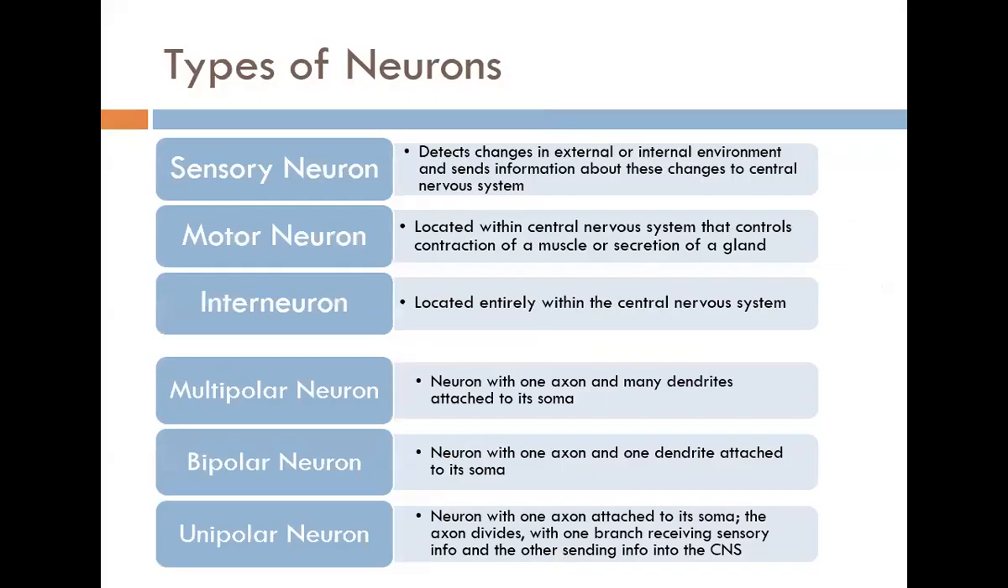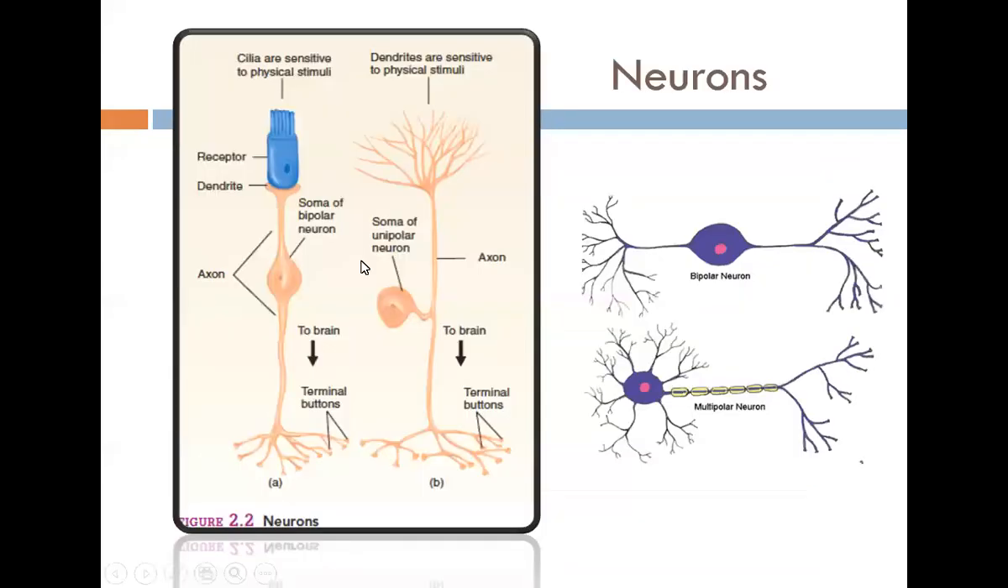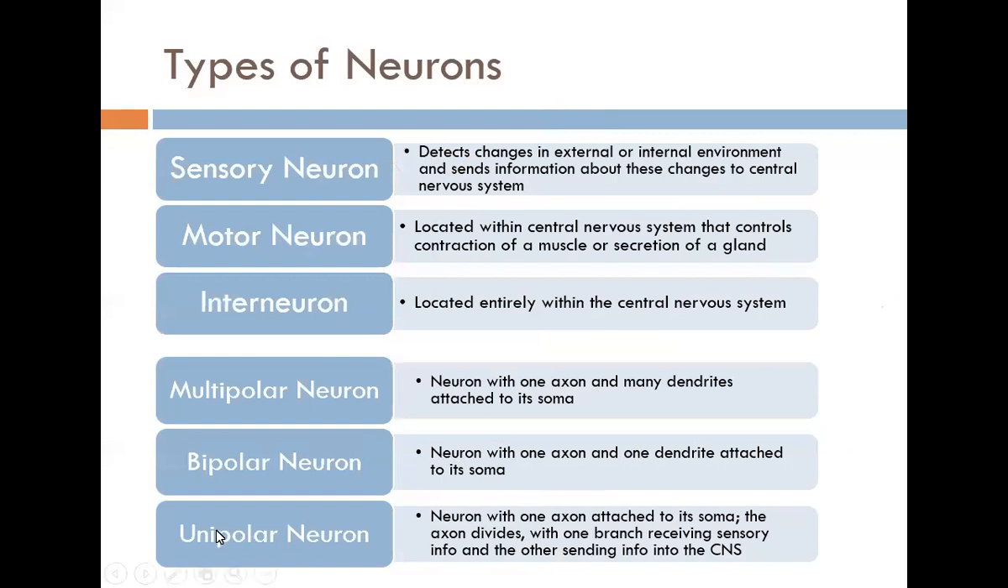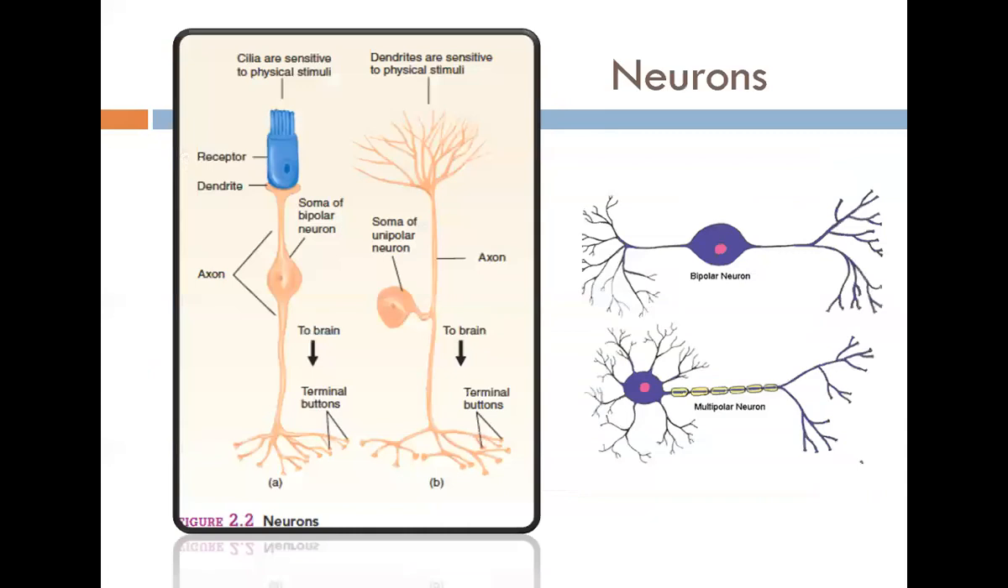So a bipolar neuron has one axon and one dendrite attached to the cell. So a bipolar neuron has one soma, okay, one dendrite here, one dendrite branch, okay. Everybody see that? A unipolar neuron has one axon attached to its cell body. Okay, and it divides. I'll show you. This is a unipolar neuron. We have one cell body, and then we have it splitting right here.